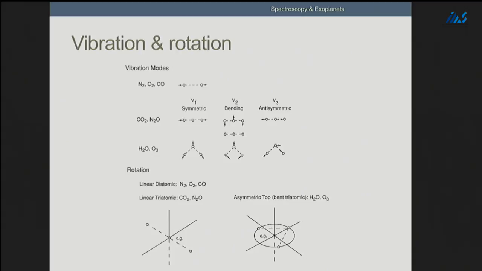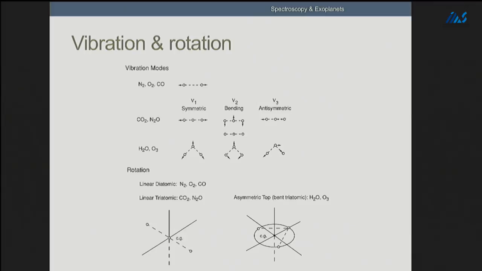Triatomic molecules like CO2 and N2O also are quite symmetric. They're quite linear. But when some vibration occurs, this vibration can induce an electric dipole. And so that's how you can also have rotation on top of the vibration for this particular molecule.